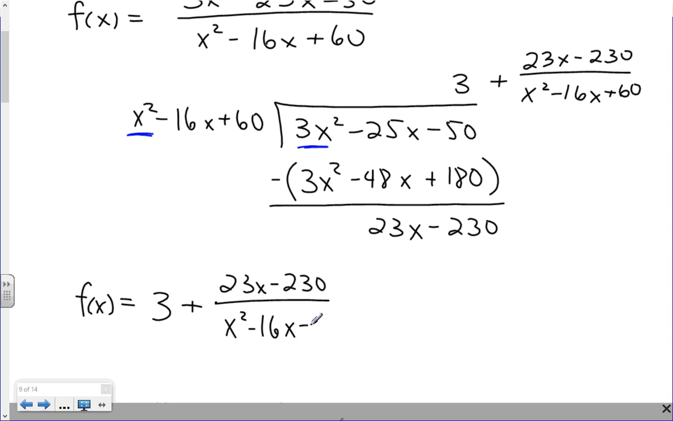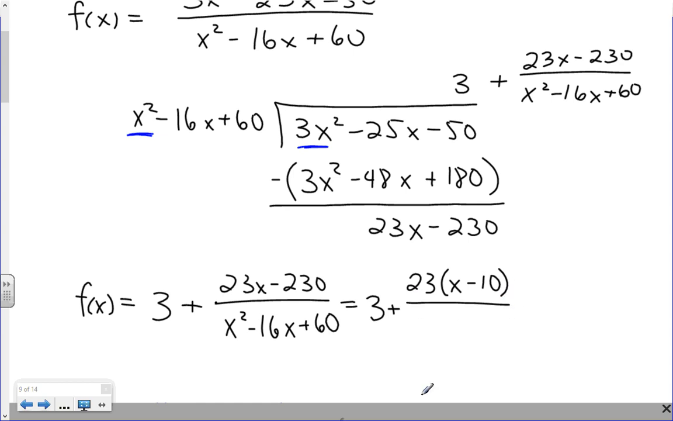There is long division. That's the process you go through to divide and to simplify this and to get this remainder part as a proper rational algebraic fraction. Notice the degree of the numerator is now less than the degree of the denominator. In fact, I'm going to simplify this here a little bit. It looks like I could factor this, so I'm going to do that. I'm going to write it as 3 plus, it looks like I could factor out a 23 from the numerator and be left with x minus 10.